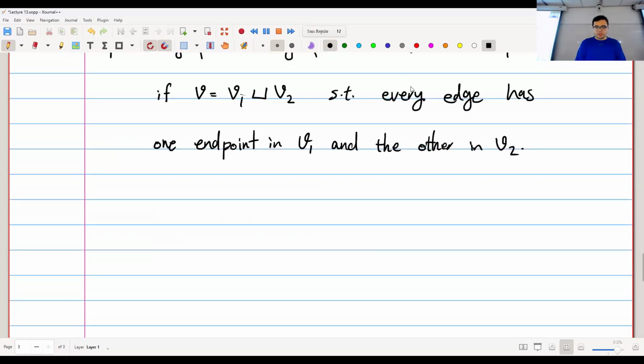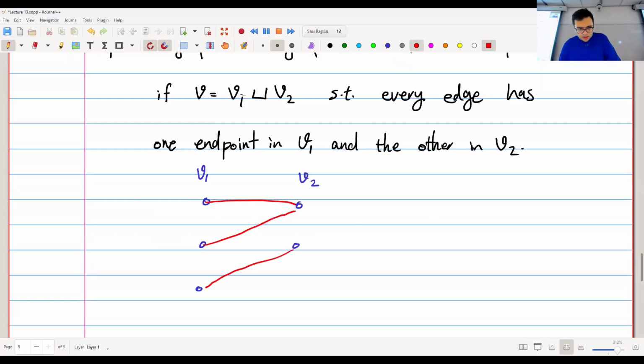Okay. So for example, suppose that I have this set of vertices. Let's say these are the vertices in my V1. These are the vertices in my V2. Every edge goes between the two parts, right? So I have something like this. There is no edge that has both of its endpoints in V1. This is not allowed. There's also no edge that has both of its endpoints in V2. This is also not allowed. So I say a graph is bipartite if I can divide the set of vertices into two sets such that every edge goes from the first set to the second set.